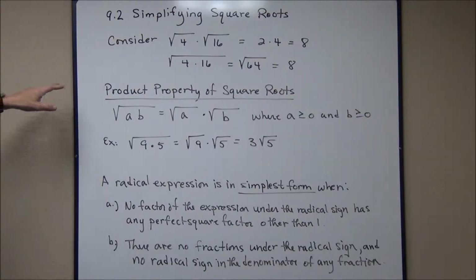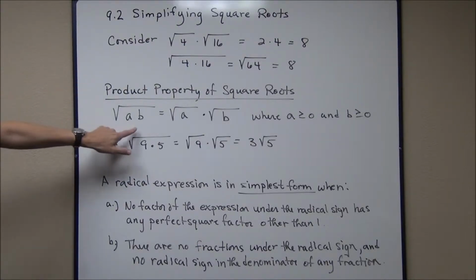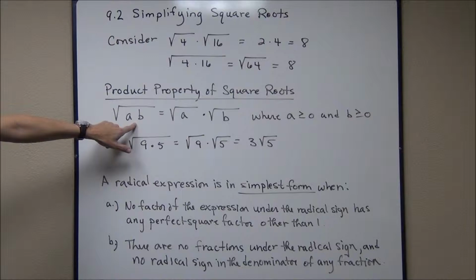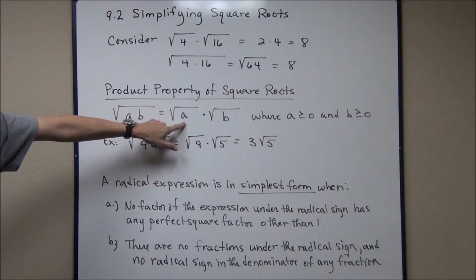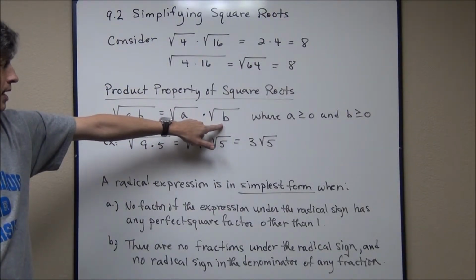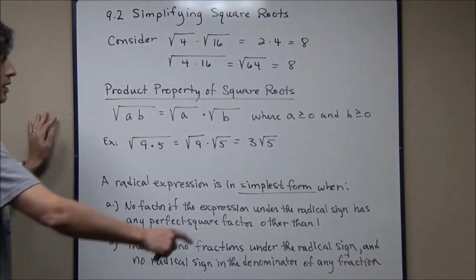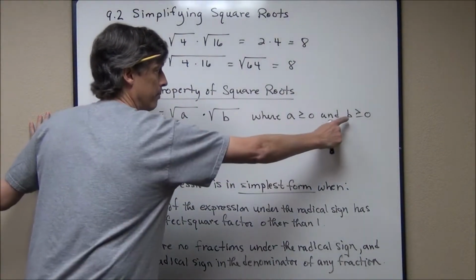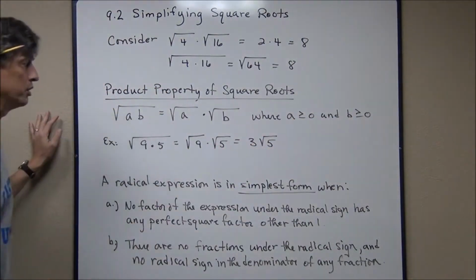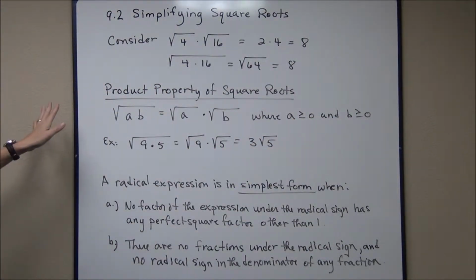So what I'm going to do now is introduce a very important property of square roots, the product property of square roots, which says that the square root of a times b is equal to the square root of a times the square root of b. And of course we can reverse this. We can go from here to here just as easily, with the stipulation that a and b are both greater than or equal to 0. We don't have any negative numbers under the radical signs. That's an Algebra 2 topic.